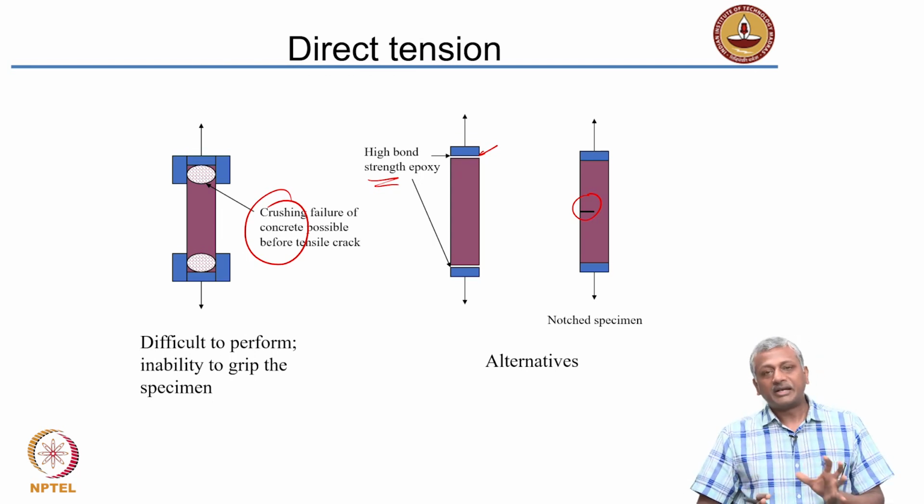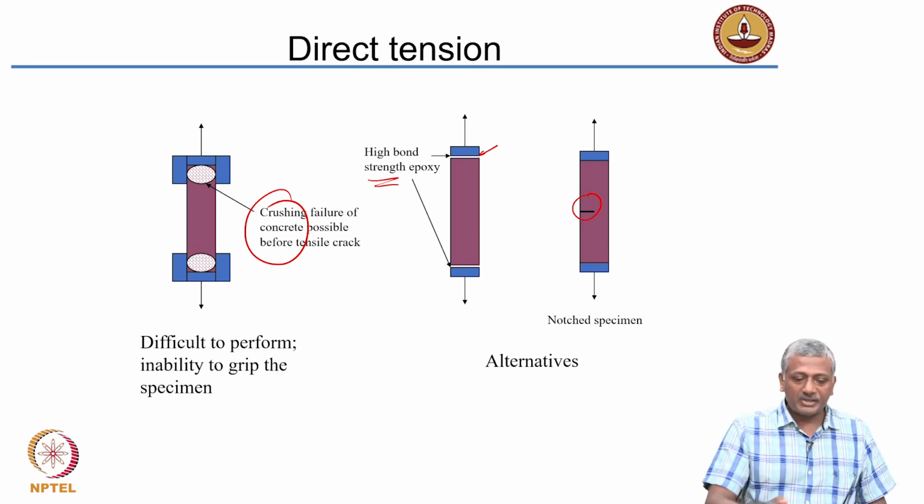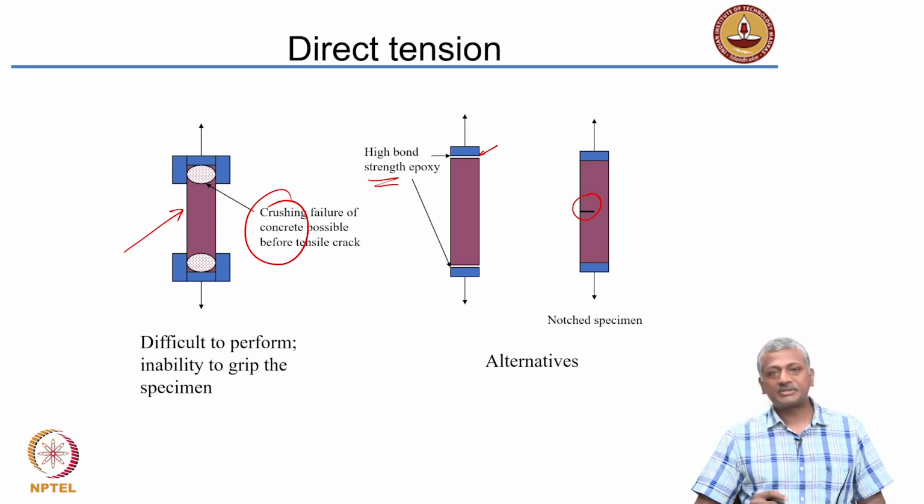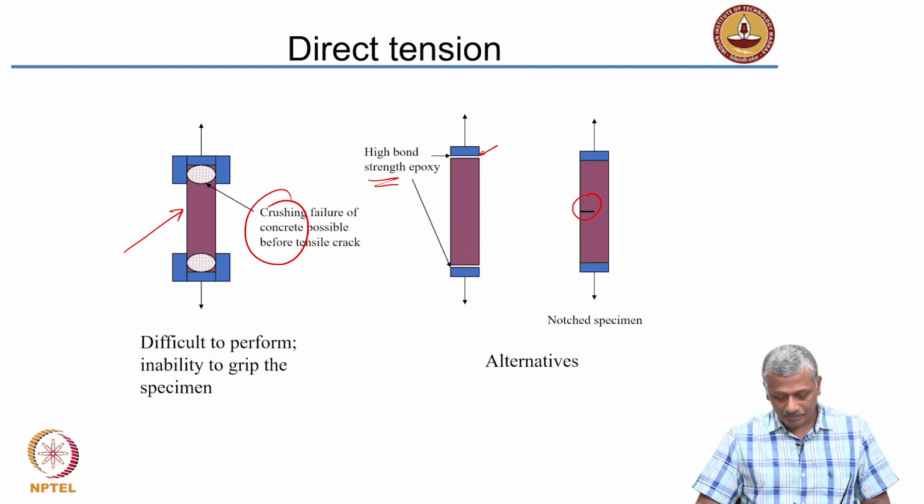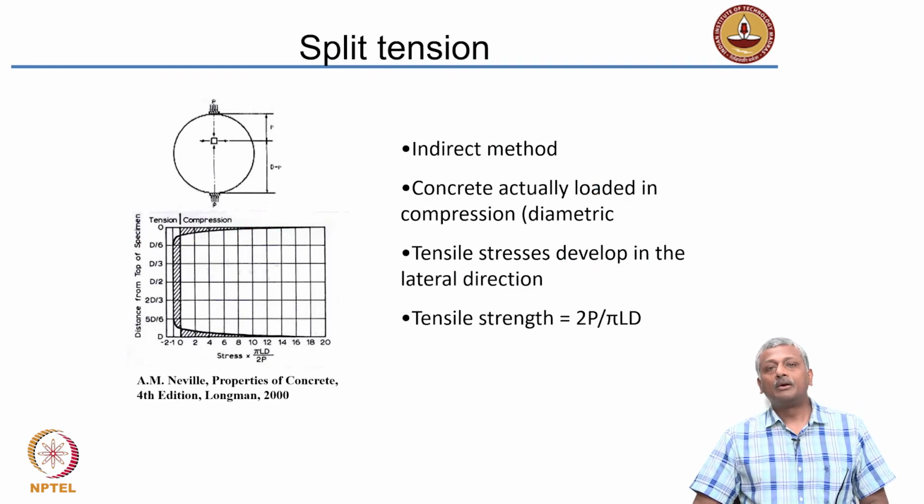Okay. But again, the acceptable test method obviously is the direct tensile test, because that gives you a clear response. Unfortunately, it is very difficult to perform, because of which we go for indirect methods. What are the indirect methods? One is called split tension test. Why is it an indirect test? Because we are not applying a tensile load here, we are applying a compressive load.